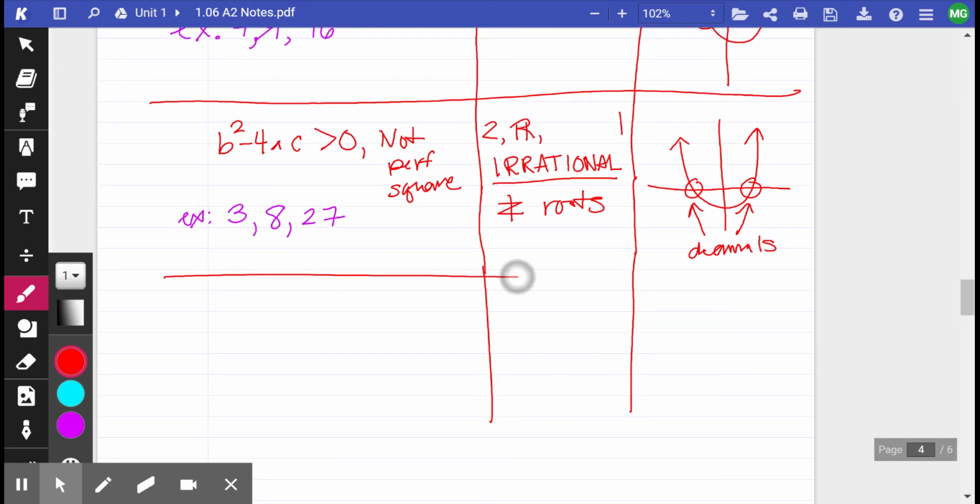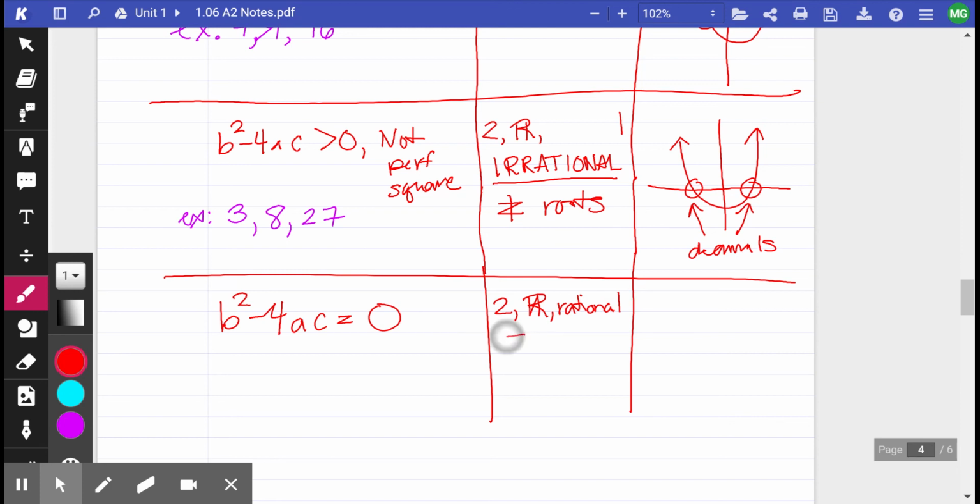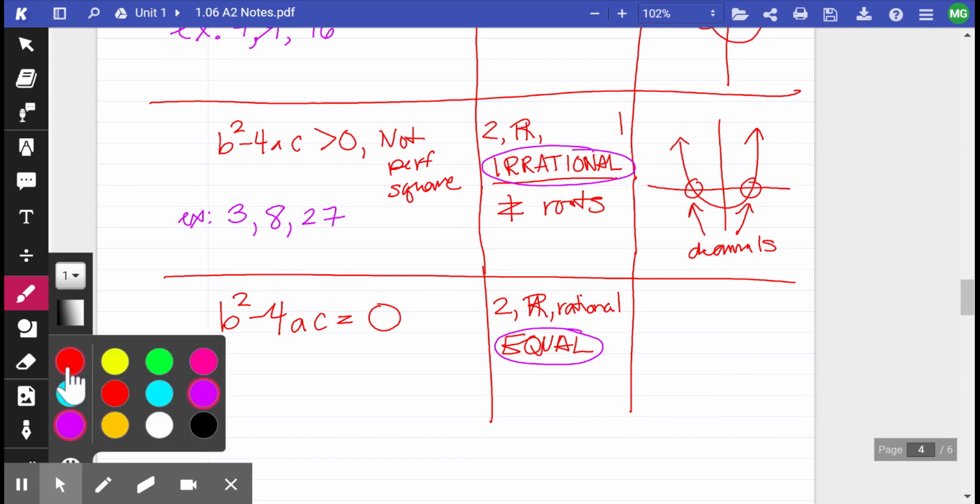Okay, so that's our first 2 scenarios if the discriminant is positive. Let's say the discriminant is equal to 0. So if your discriminant is equal to 0, that's going to tell you you have 2 equal roots. So there'll still be 2 real. They'll be rational because you're just adding a 0 or subtracting a 0 from a number. But the most important word here would be equal. So this was irrational. This was equal roots.